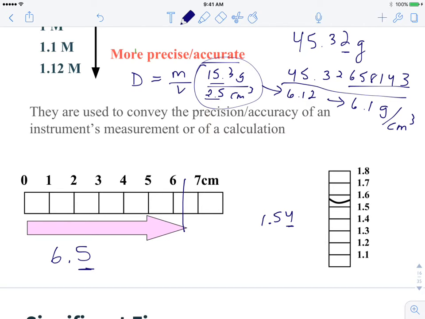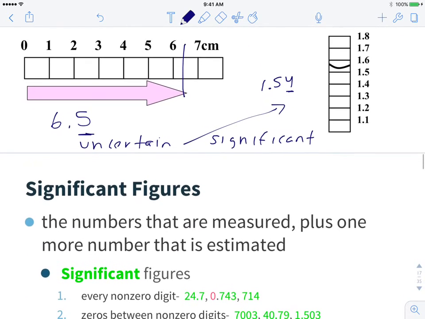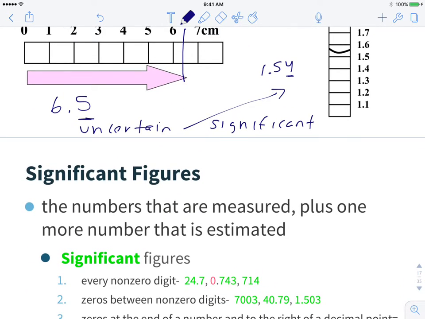And so they have a name for this. They call this one uncertain. It's uncertain, and so is this. This is also uncertain, but it's still considered significant. So uncertain but significant. When we define significant figures, those are the numbers that we're measuring, plus one more number that's estimated. That is our uncertain number.